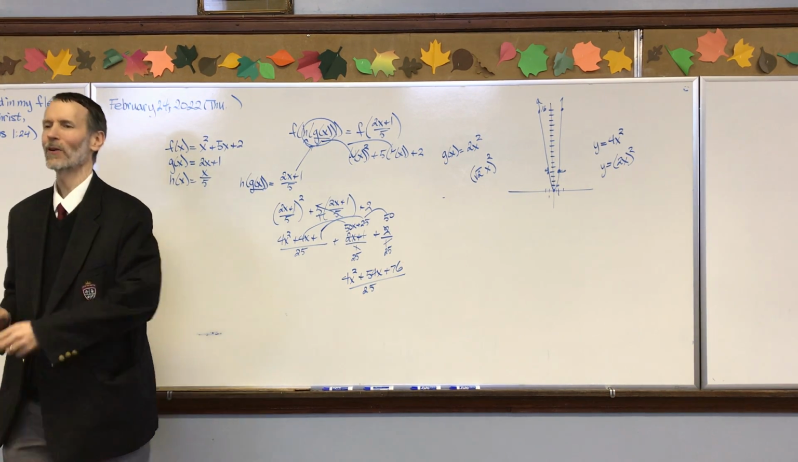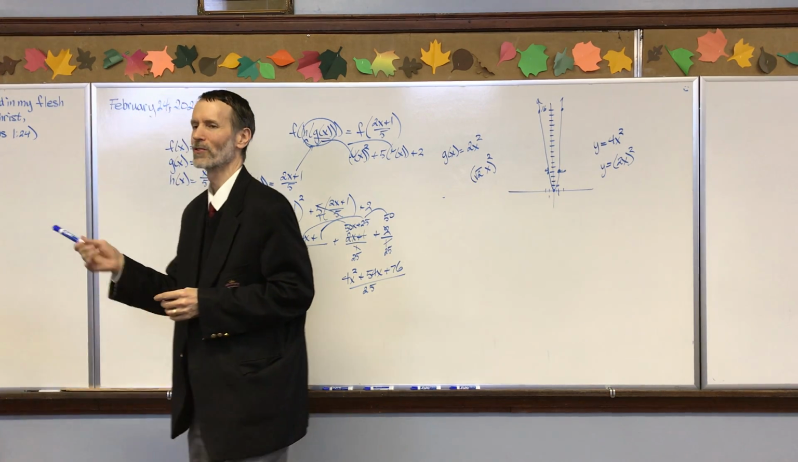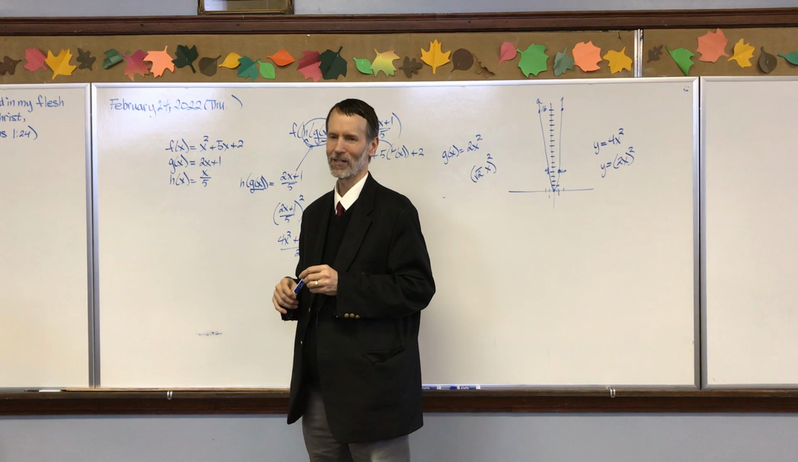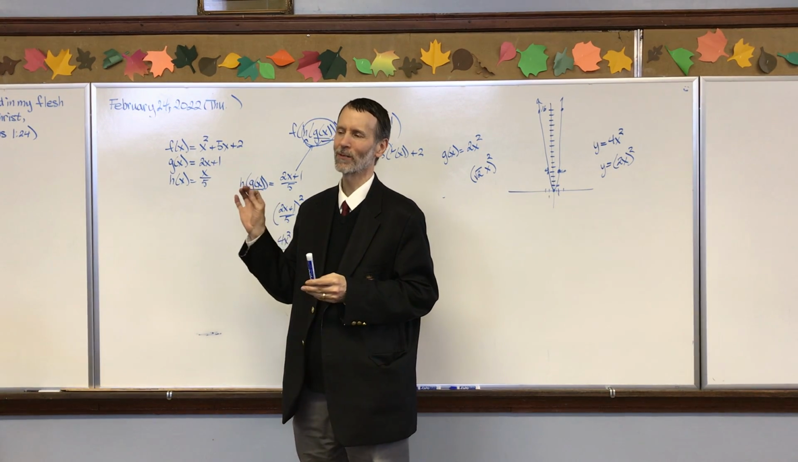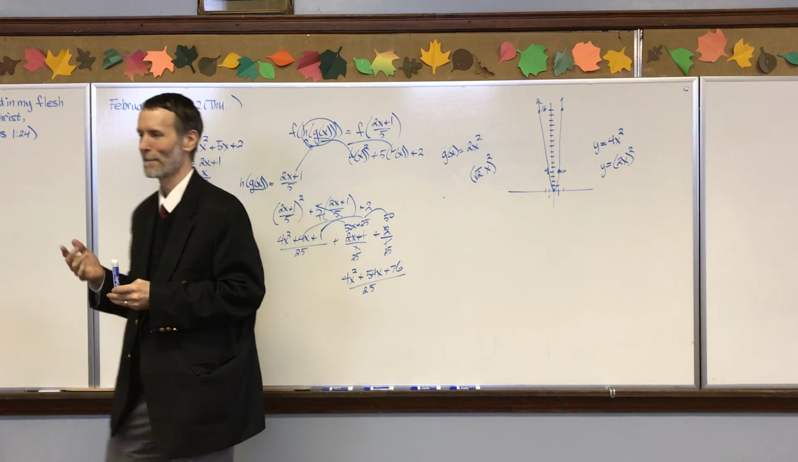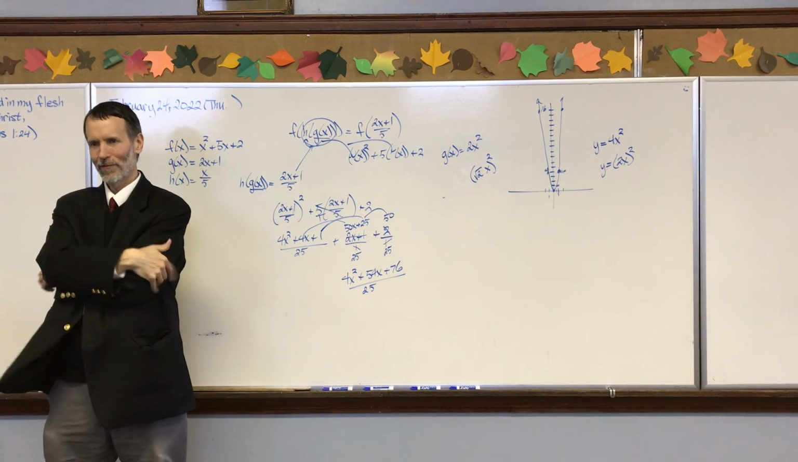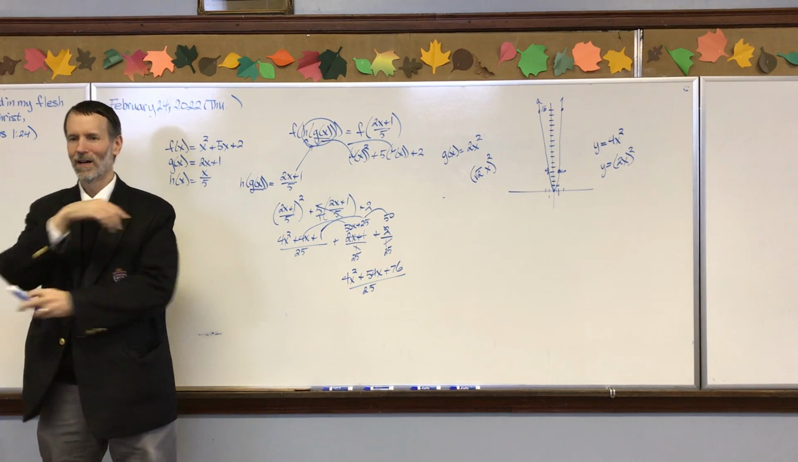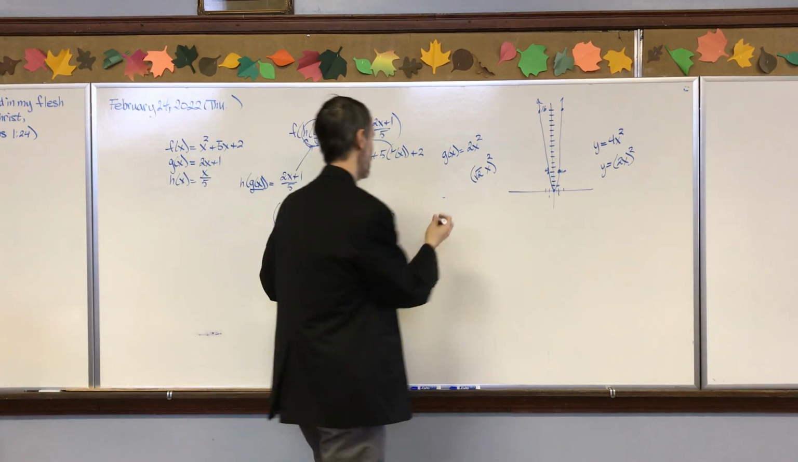Can somebody name the parent graphs for me? Because I might use different ones. I gave you 7 of them. You're responsible for 6. You do not need to be responsible for x cubed, except as extra credit. Can somebody name me the first parent graph? That's y equals what? Y equals x. Y equals x is 1.